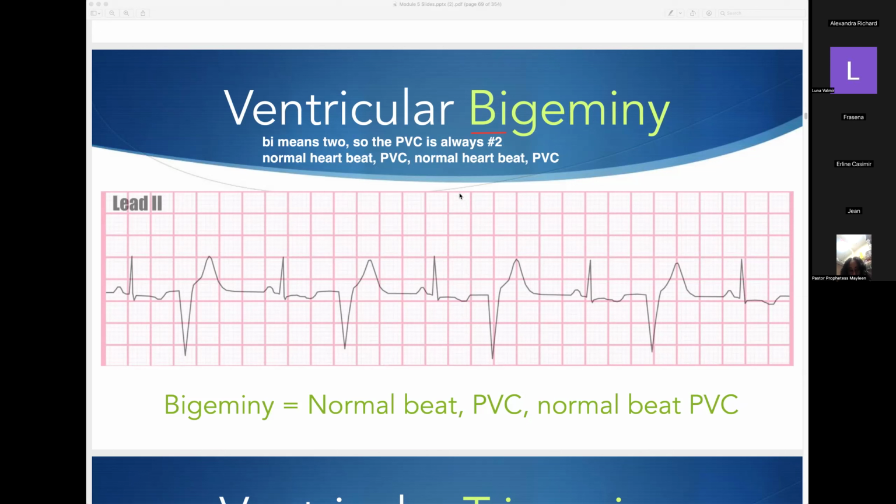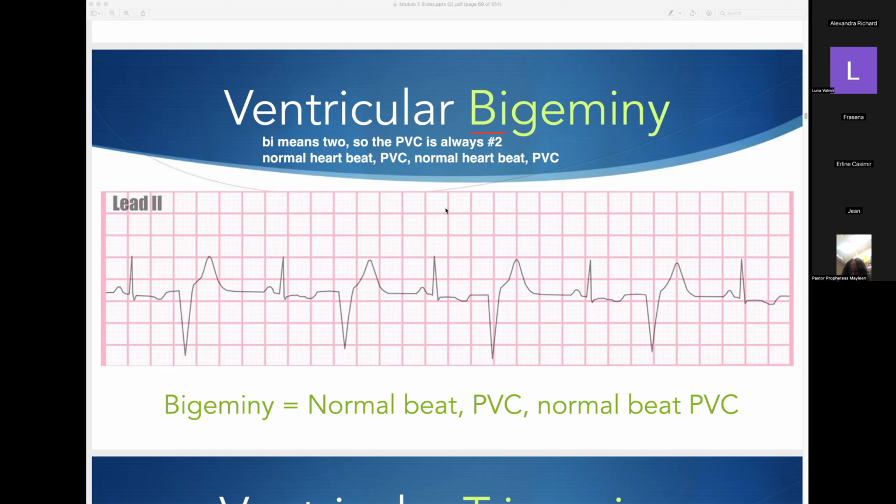All right, so this is very concerning because it's not just one random PVC out of nowhere and you don't see it anymore. No, this is at a point where the PVCs are now every other heartbeat. So that means this patient is at severe risk for electrolyte imbalance, for low potassium. Also, the closer that PVCs come together, the more likely it's going to turn into VTAC, because when three PVCs happen continuously, that is the definition of ventricular tachycardia.